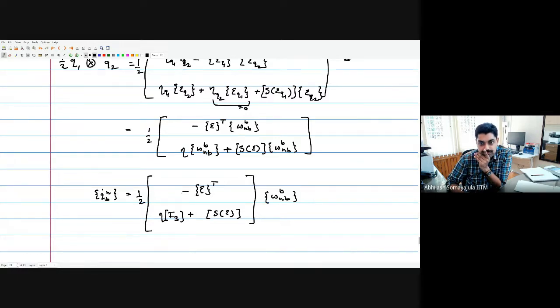Why are we doing this? We want an equivalent to what we saw before. Remember when we had the Euler angles, we wanted to see how the rate of change of the Euler angles relates to a matrix T, which depends on the Euler angles itself, times the body fixed velocity.